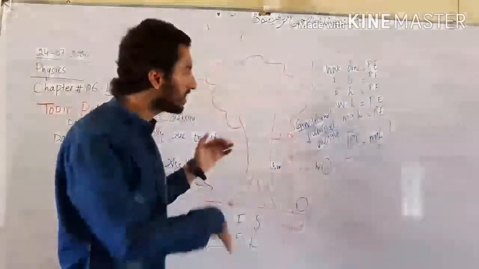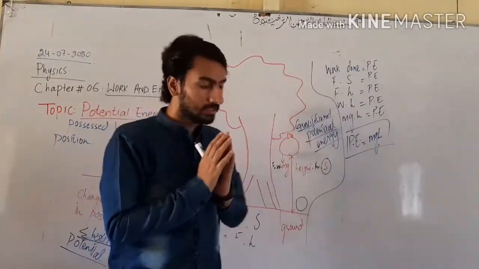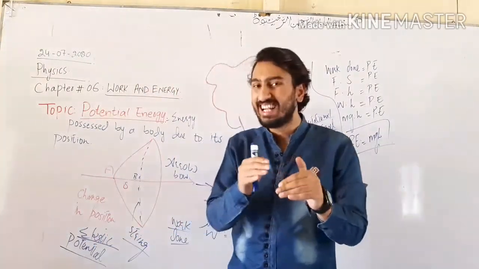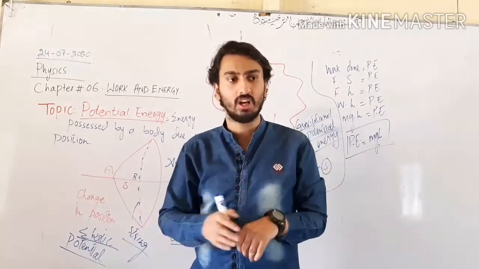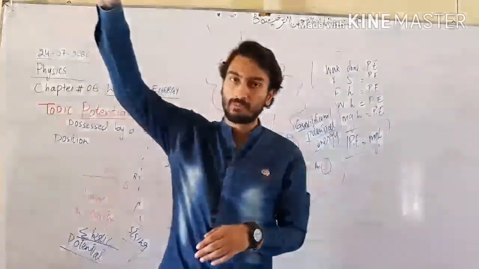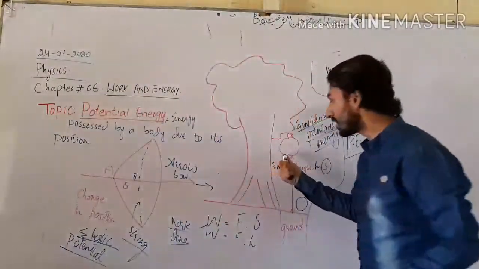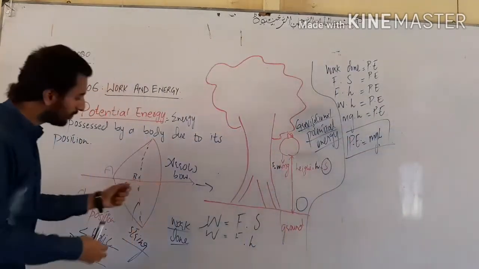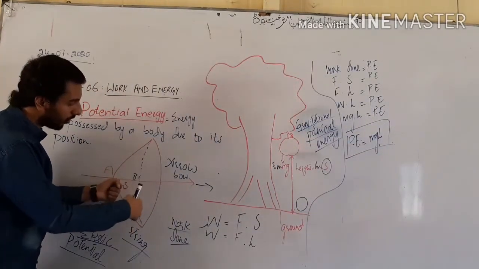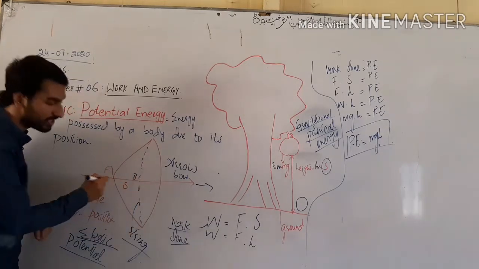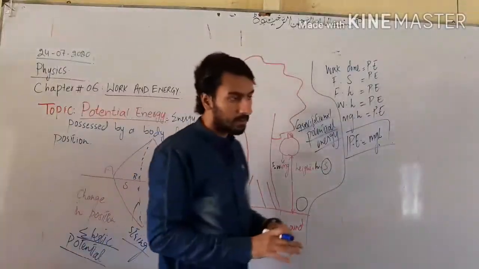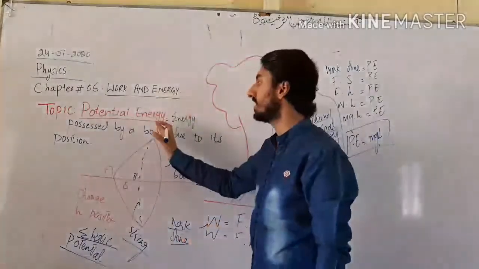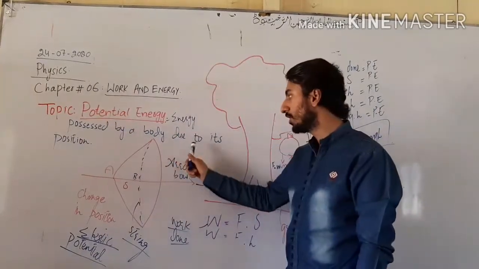So in all these examples I have given you, the body under consideration is at some height, or it changes its position. It is about position. Water changes its position from top to bottom. In case of the apple, it changes position from top to bottom. In case of arrow and bow, the string of the bow changes position from this position to this position. So in all these examples, the body under consideration is changing its position. So potential energy is the energy possessed by a body due to its position.